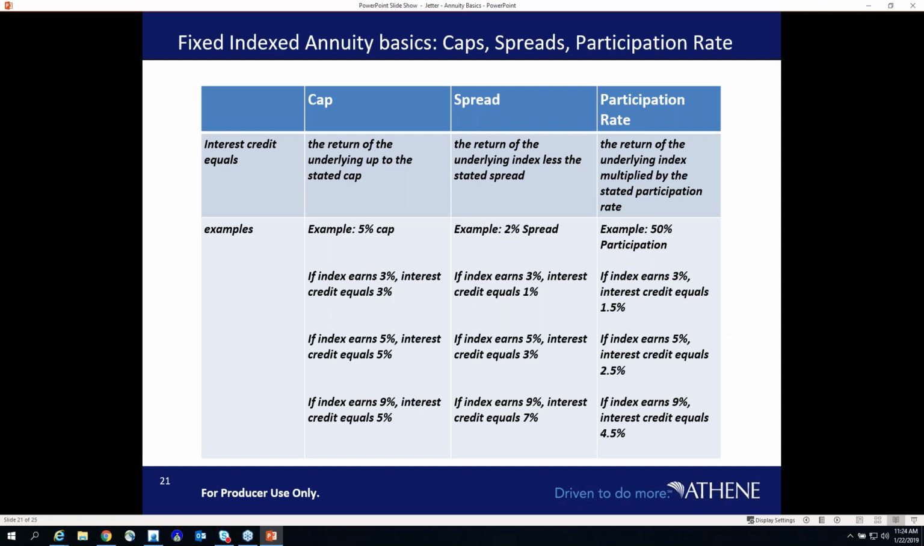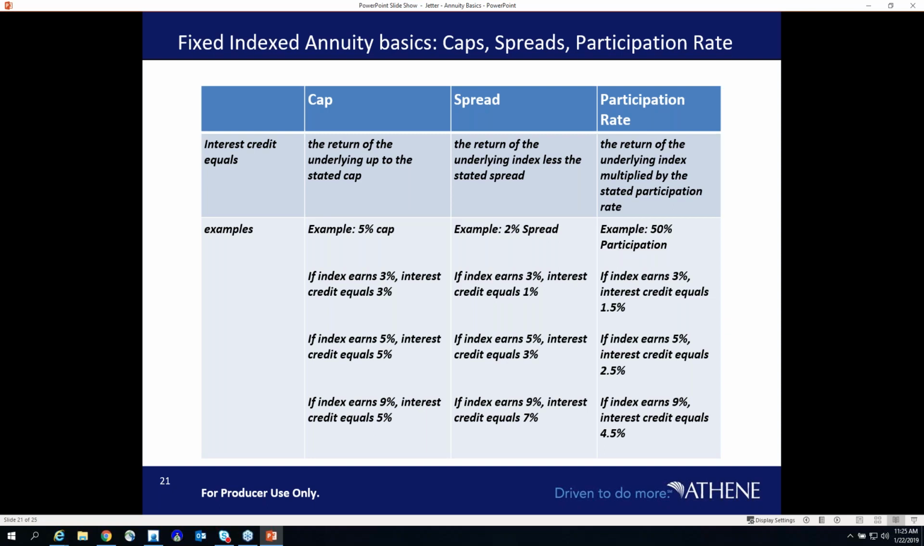So with a cap, your client's going to earn everything that that index does up to that cap limit, and it's going to put an upper limit on what your client can earn. So if the cap, for example, is at 5%, if the index does 3%, the client would earn 3% interest. If the index did 5%, the client would earn 5% interest. If the index did 9%, then the client is still going to earn 5% interest because it's going to be capped at 5%. Again, a cap's going to put an upper limit on it, and those clients will earn whatever the index does up to the cap. If the index performs higher than the cap, then your client will be capped at the cap, and they would get, in this example, that 5% interest credit.